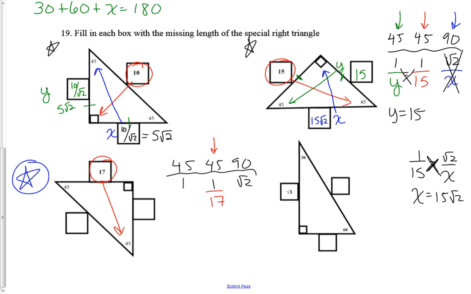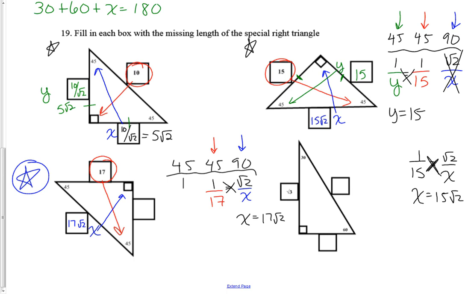Now I need to call one of these sides an x. I'm going to go ahead and call this side an x. It's across from the 90. So I choose the 90, and under the square root of 2, I put an x. I'm going to set these two fractions equal. And when I cross multiply, I get x is equal to 17 square root 2. So I'm going to go ahead and fill that in the picture. This empty box is 17 times the square root of 2.